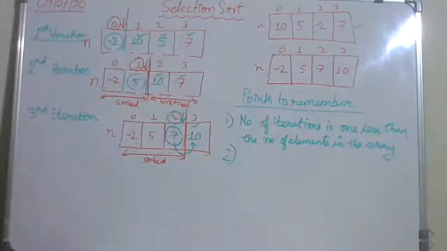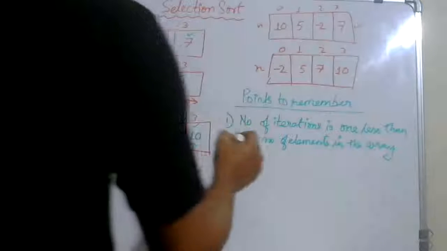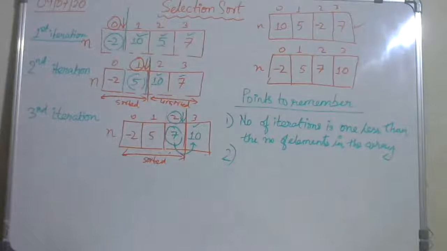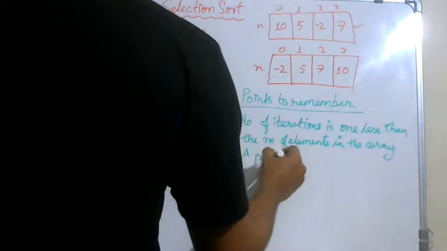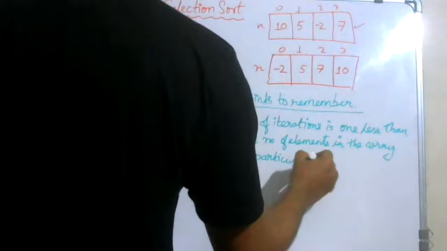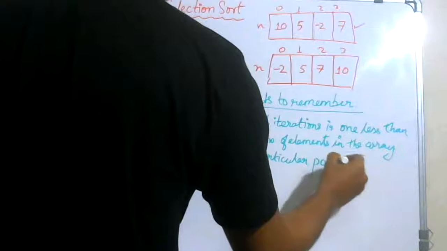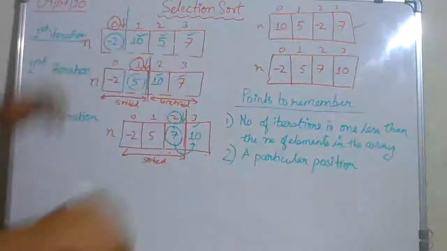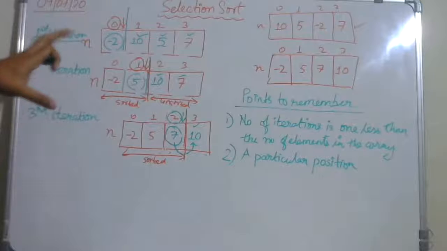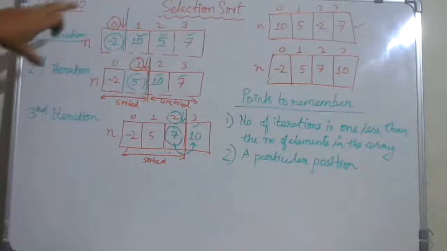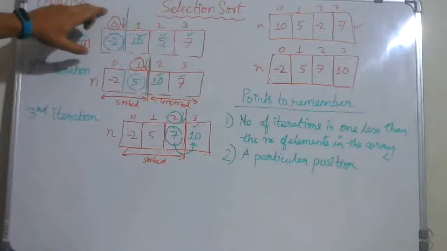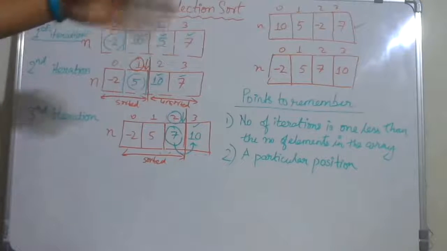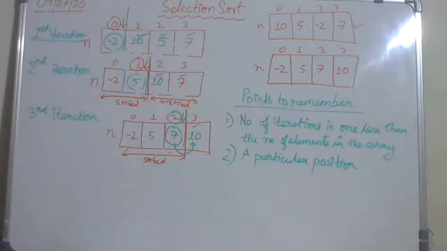Second point, what is the second point that we need to remember? In selection sort, a particular position is selected. People often get confused, since selection means that something is being selected, about whether the element is being selected or the position. Technically it's the position that is being selected and held, and then the value at that position is being compared to the other values at different positions.